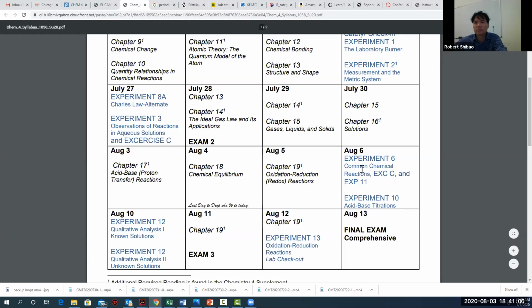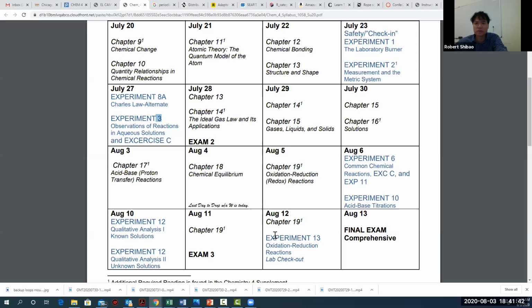And we have a number of labs left here. Experiment 6, well, I have the numbering mixed up because they changed the numbering. But we did experiment 6 last time. But we'll get through these labs, doing titration Thursday. And 12, we're doing something called qualitative analysis. And then experiment 13 is mostly just looking at some redox reactions. It'll just be something we'll do in class, just observations of redox reactions.